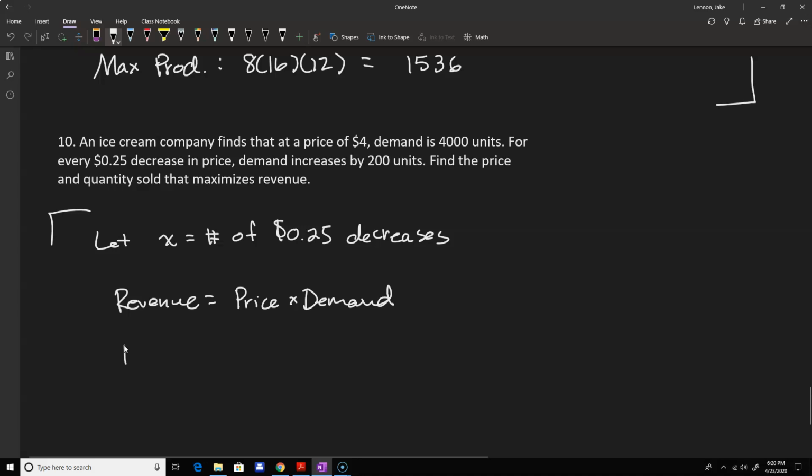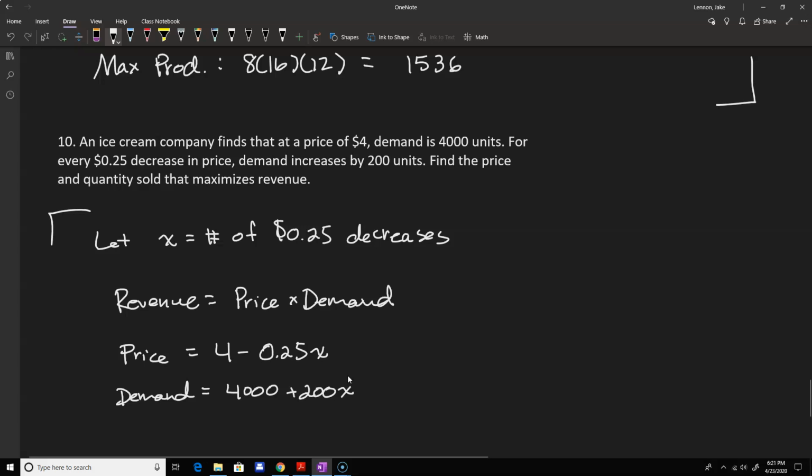So the price is $4 minus the number of 25-cent decreases. So it's minus 0.25 times x, because x doesn't represent the price decrease, but actually the number of 25-cent decreases, the way that I've written it. So then we have our demand. So what is that going to be? Well, our demand was 4,000 units. And then every time we make a price decrease of x, we increase by 200. So our demand is 4,000 plus 200x.